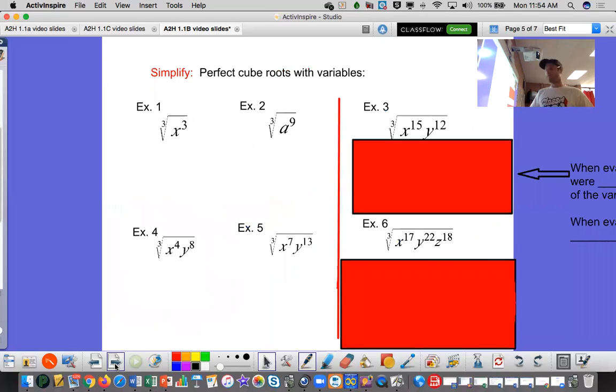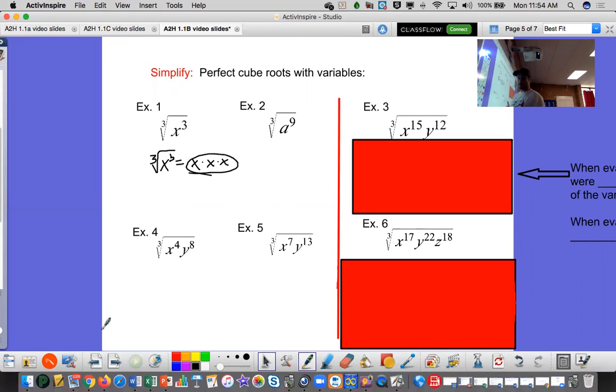So the second part of this would be with variables. With variables and square roots, what we did is we looked for pairs, for every pair that made a perfect square. Now we're going to be looking for triples again. So x to the 3rd, I'm going to write this out. So I have a cube root of x cubed, which would really be a set of 3. So for every set of 3, I can take out 1.